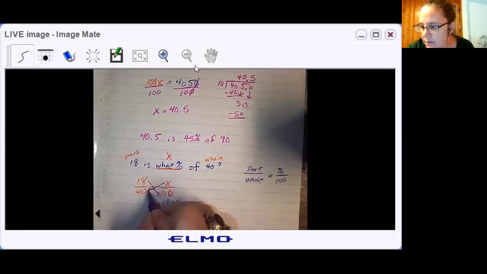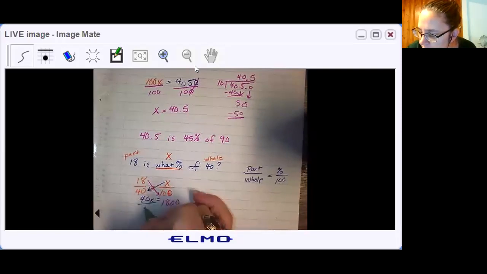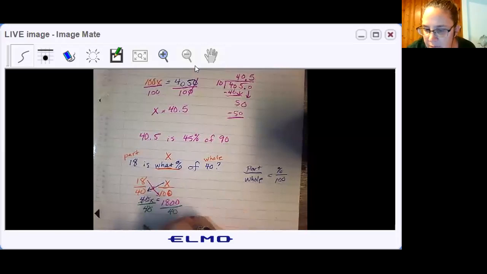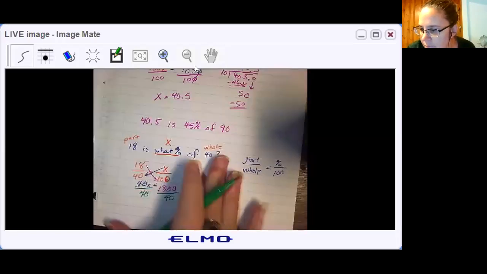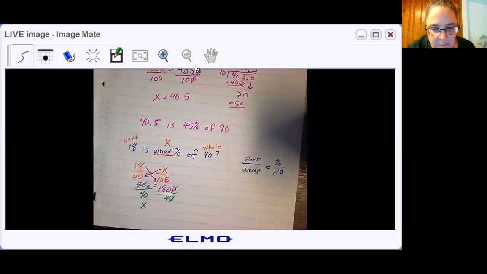X times 40 is 40x. Now, am I finished? Is my X by itself? It's not. So now I've got to look at doing my division. I'm going to divide both sides by 40 because I want that X by itself. The 40s cancel on the left and leave the X by itself. On this other side, I have 0 on the top and the bottom, so I can take that away.